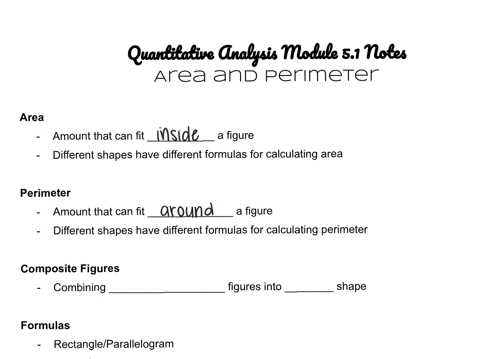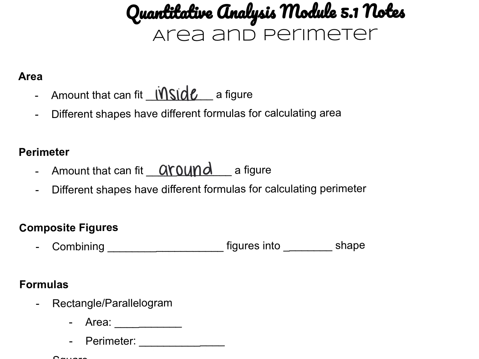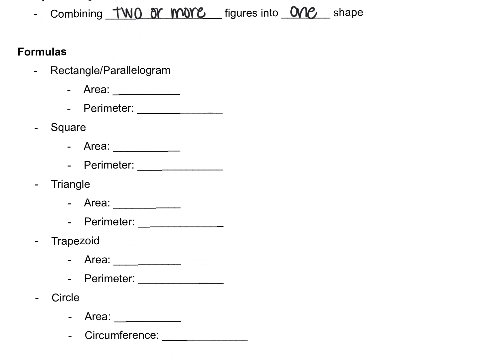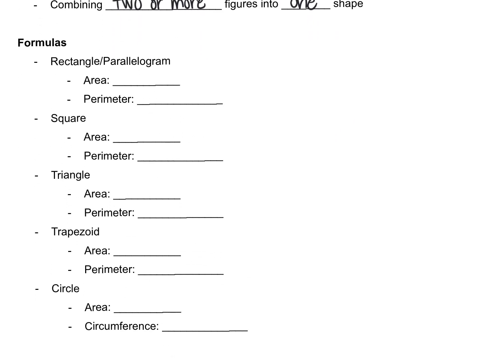We also are going to talk about composite figures, which is combining two or more figures into one shape. So that means you could combine a triangle and a rectangle, maybe two rectangles, a rectangle and a square, just any combination of two or more figures into one shape. So let's go ahead and review some formulas for some very common figures we're going to be looking at.